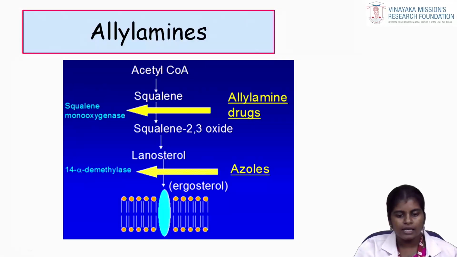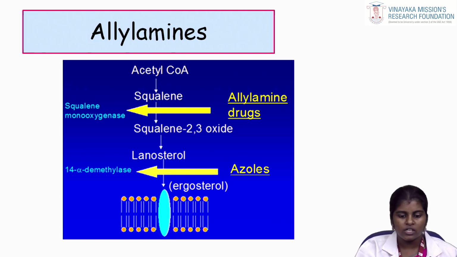Moving on to the allylamine group of drugs. Keep in mind, allylamine group of drugs are fungicidal and not static. First, acetyl-CoA is converted to squalene, and then squalene is converted to squalene 2,3 oxide with the help of squalene epoxidase or squalene monooxygenase. This allylamine group of drugs blocks squalene monooxygenase, and the conversion to lanosterol and then finally to ergosterol will not occur. Accumulation of squalene within the fungal cell is responsible for the fungicidal action.